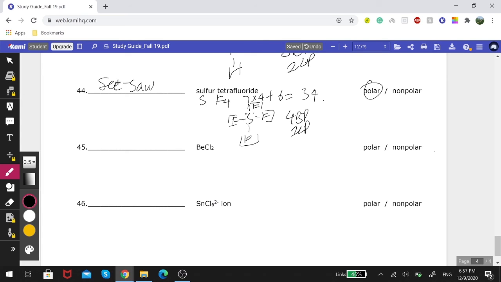Alright, now BeCl2. Be has 2, Cl has 7 times 2, 14, so 16. Now if each of these has 8, it will be 16. Yet that wouldn't work since the center atom won't fulfill the octet rule. So our best way is to draw 2 double bonds, and that makes it 16. Now both elements around it are the same, and there are no lone pairs, so this is nonpolar, and 2 bonding pairs makes this linear.